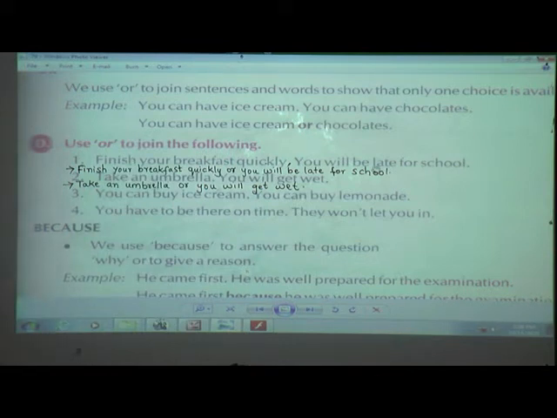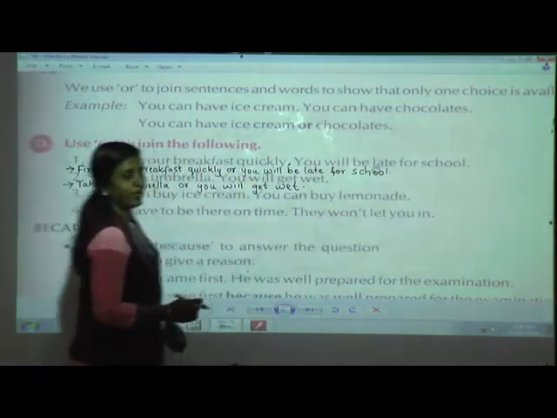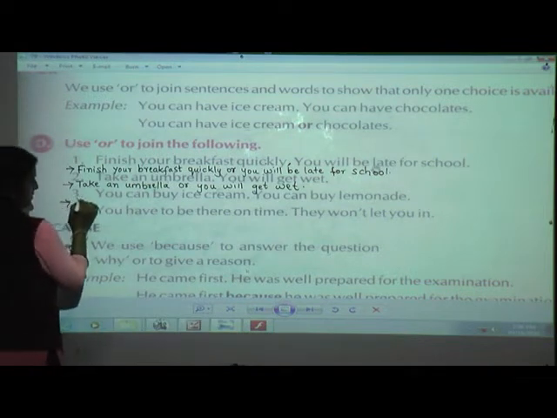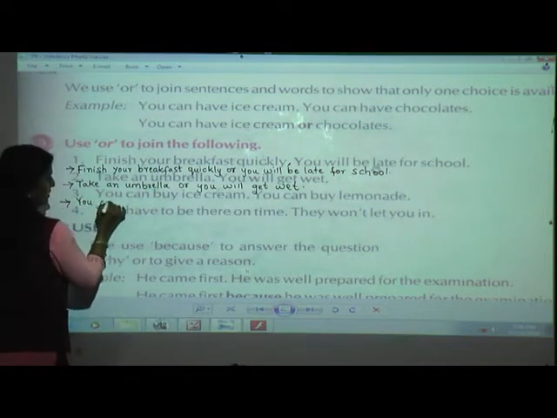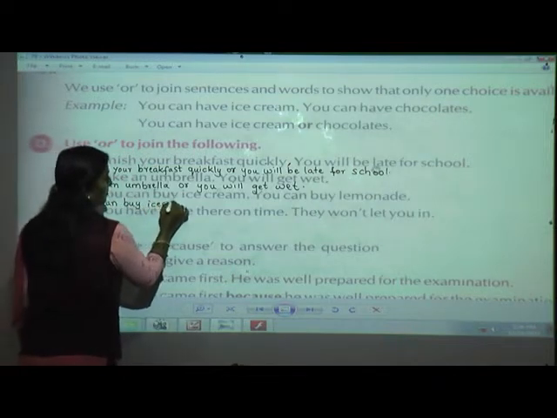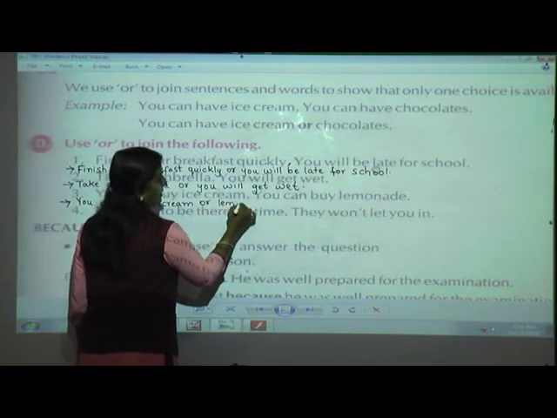Now here, third example, if you see, you can buy ice cream, you can buy lemonade. So here two items are given. So I am going to use only the item name. You can buy ice cream or lemonade.